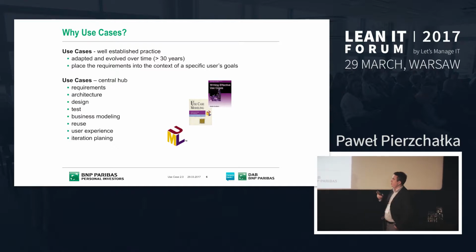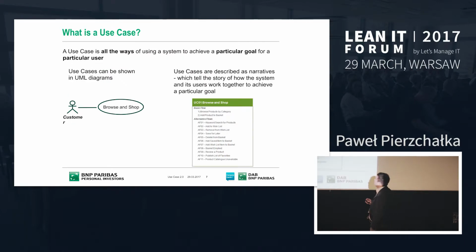So we are using the use cases to derive business requirements. Based on the use cases, we can also identify what components and what architecture will be impacted. They help us in software design. We can derive test aspects from the use cases, so we can do test-driven development. It also helps us to do business modeling, reuse user experience, and iteration planning. So what is actually a use case? This is the official definition of the use case.